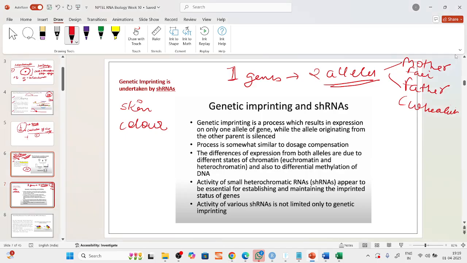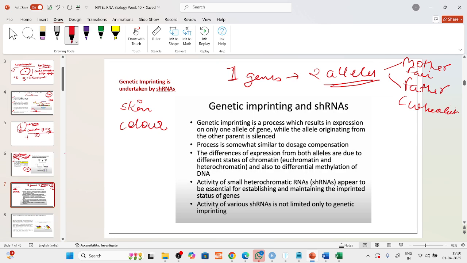Okay, so it depends upon the heterochromatin or euchromatin state or in the methylation region. Activity of small heterochromatic RNA, which is known as shRNA, appears to be essential for establishing and maintaining the imprinting status. And activity of various shRNA is not only limited to genetic imprinting. So there are two things to understand: what is genetic imprinting, the concept of genetic imprinting, and how genetic imprinting takes place. So shRNA helps in genetic imprinting.